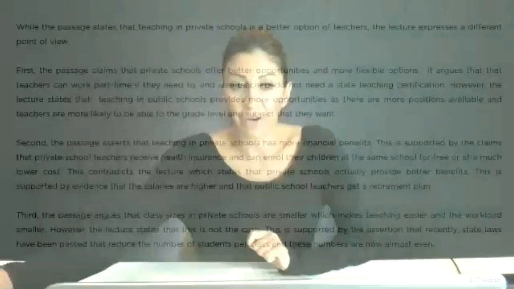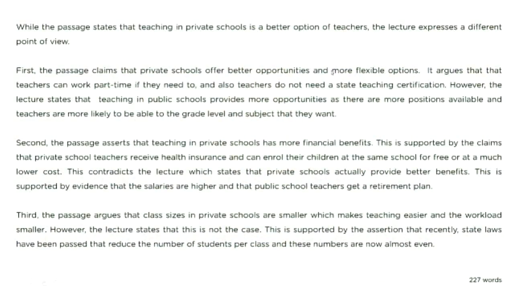So how does that sample compare to yours? As you can see, I've used the 4-paragraph structure. I've introduced what the lecture and passage were about. And then I've said that they actually disagree or contradict each other. And then in each of the following paragraphs, I've talked about one of the main ideas. In paragraph 1, I talked about opportunities and flexible options. Paragraph 2, I talked about financial benefits. And paragraph 3, I talked about class sizes.